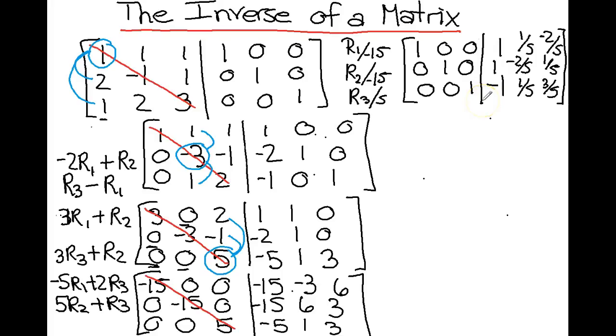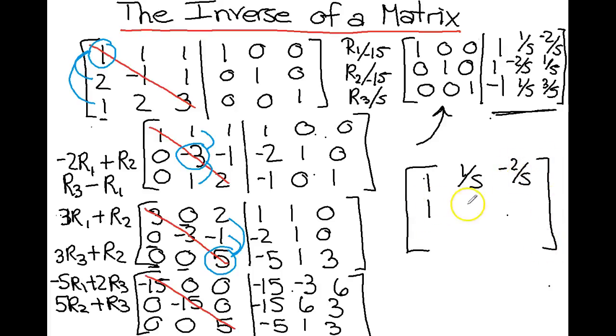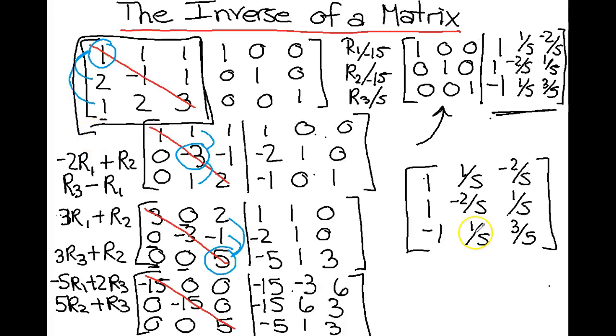Okay. So what part of this is my inverse matrix? The right-hand side. We transformed the left-hand side into the identity matrix, and the inverse of the original is 1, 1/5, negative 2/5, 1, negative 2/5, 1/5, negative 1, 1/5, and 3/5. On the screen I don't have enough room to check, but if you wanted to check, you could multiply the original matrix by the inverse, and if we did everything right, we should get the identity matrix.